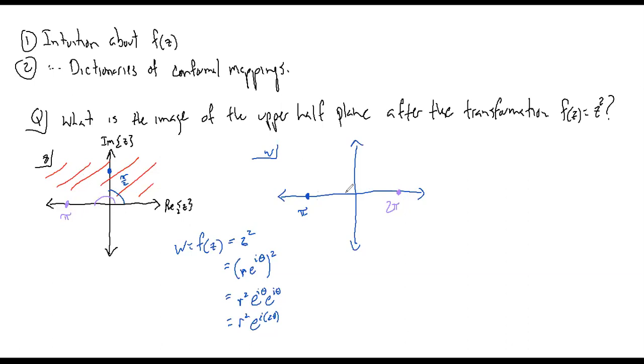But the important part is that if I have some point here, which is, like pi over, I don't know, 6 or something like that, that's going to go to 2 pi over 6 or pi over 3, which I guess is more like there.